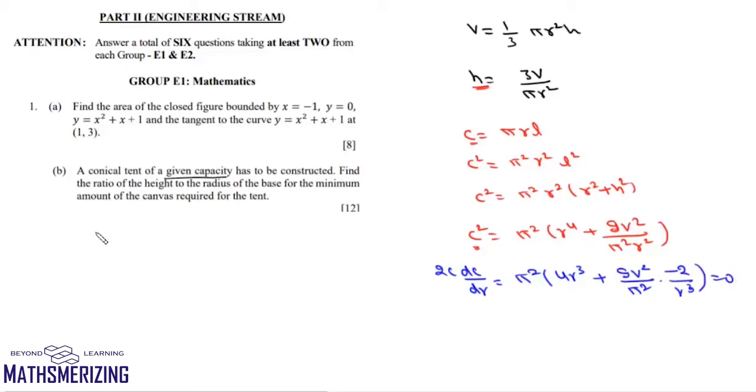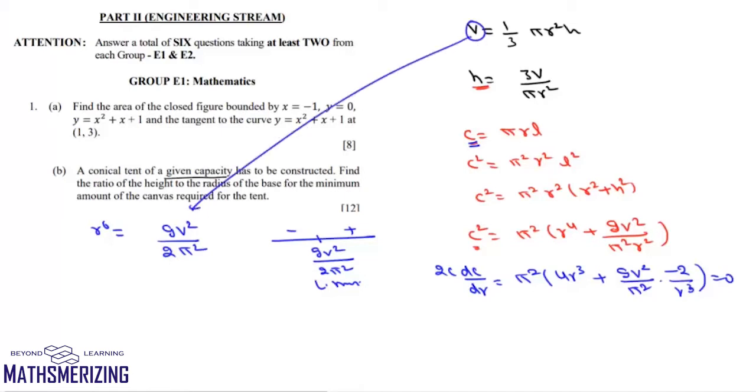From here we can write r to the power 6 as 9v square upon 2 pi square. Now the right hand side is positive and this is negative, so it is a point of local minima. So the curved surface area will be minimum when the value of r to the power 6 is 9v square upon 2 pi square. Now we'll put the value of v here.